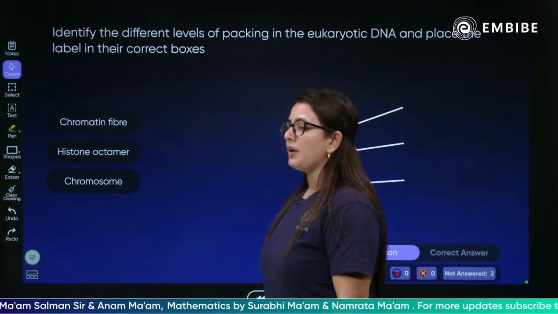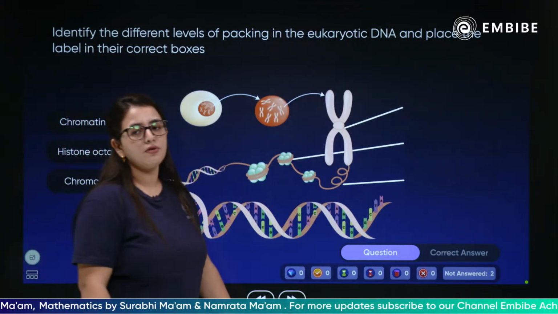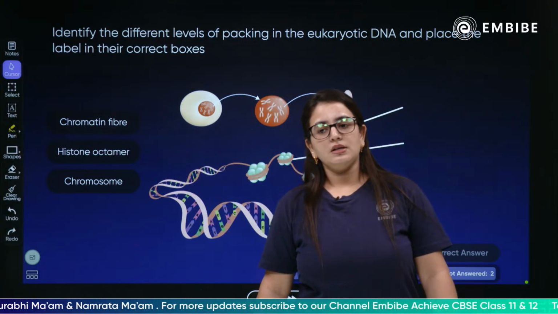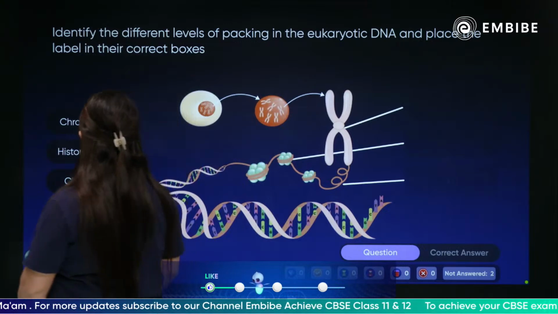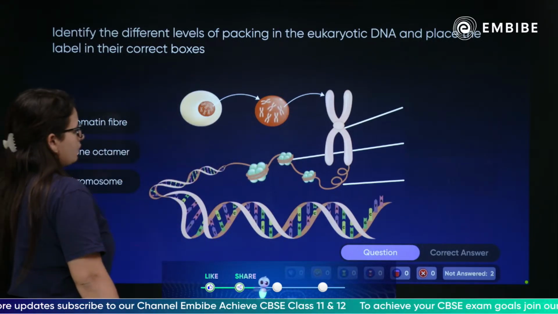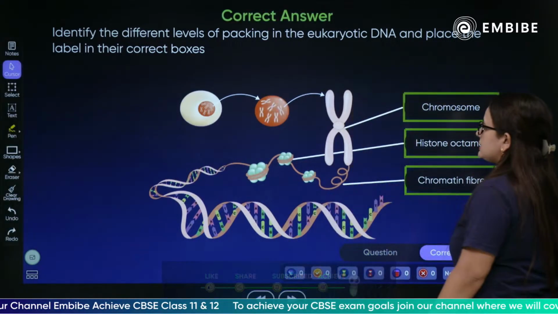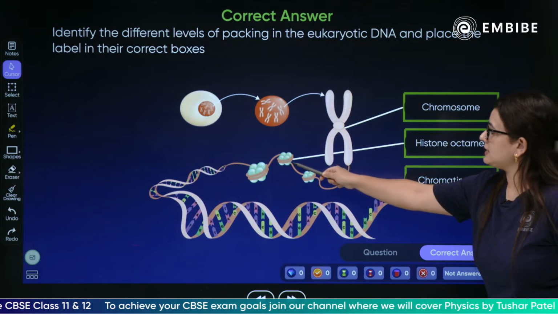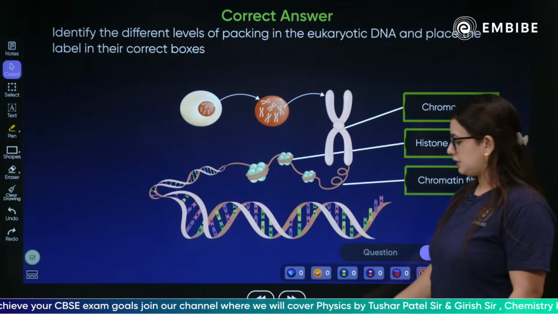Next we have a question for you. So children, identify the different levels of packaging. Now drag and drop it to the correct position. Identify the different levels of packaging in this. What is a different level of packaging? Simple. This is the chromosome, this is the histone octamer, and this is your chromatin fiber. Absolutely very simple.